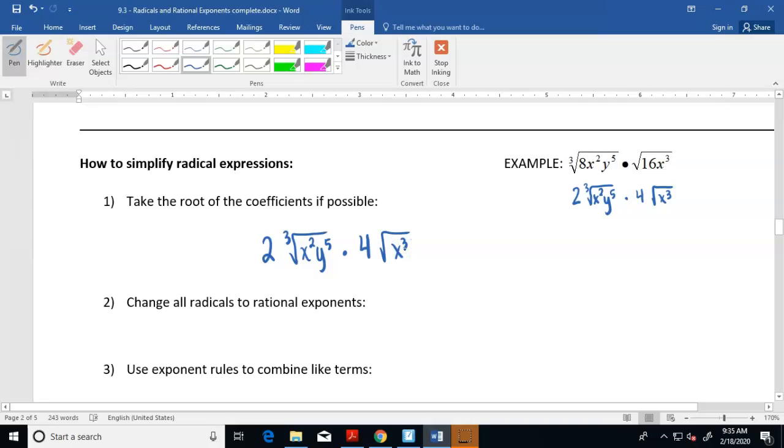Now, if we want to put this together, we need to change all the radicals to rational exponents. Because I've got an x here and an x here. I can put those together, but I can't put them together when they're under different roots. If they were both under square roots, I could just put them together. But they're under different roots. So I'm going to have 2x to the 2/3 y to the 5/3 times 4x to the, what's that one? It's going to be 3 on top. What goes on bottom is 2, because that is a square root right there.